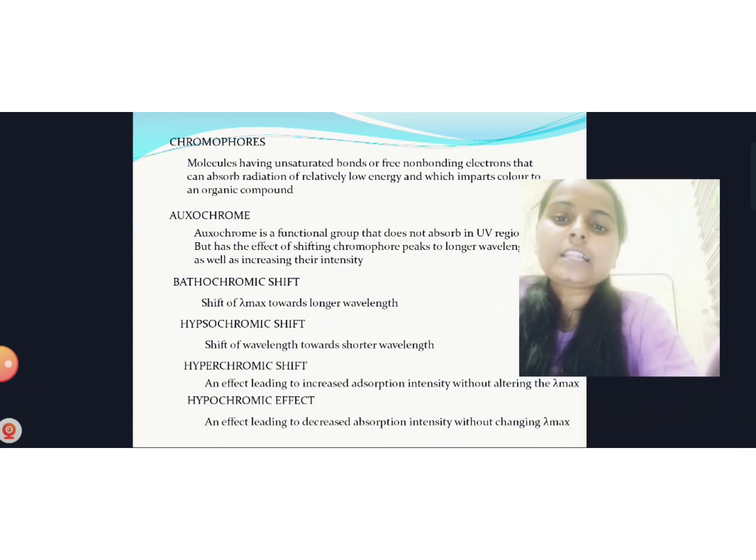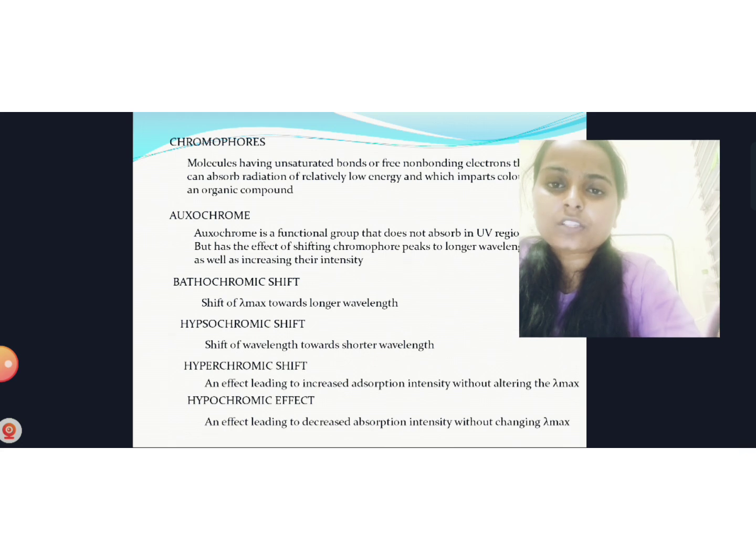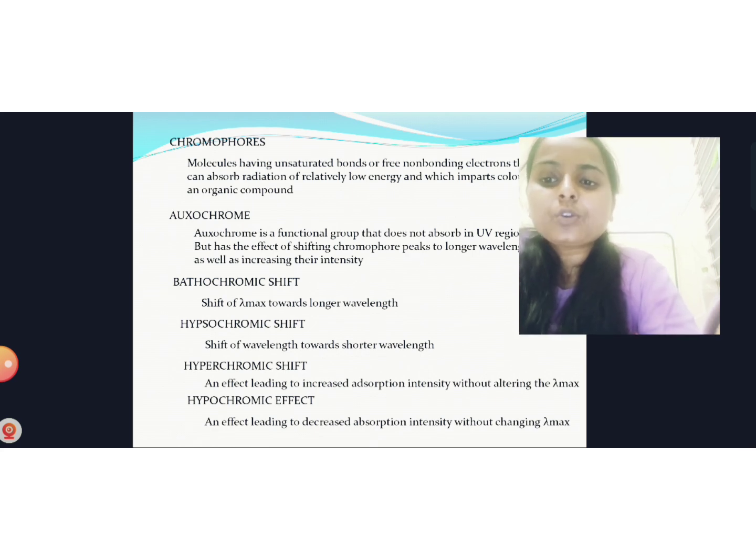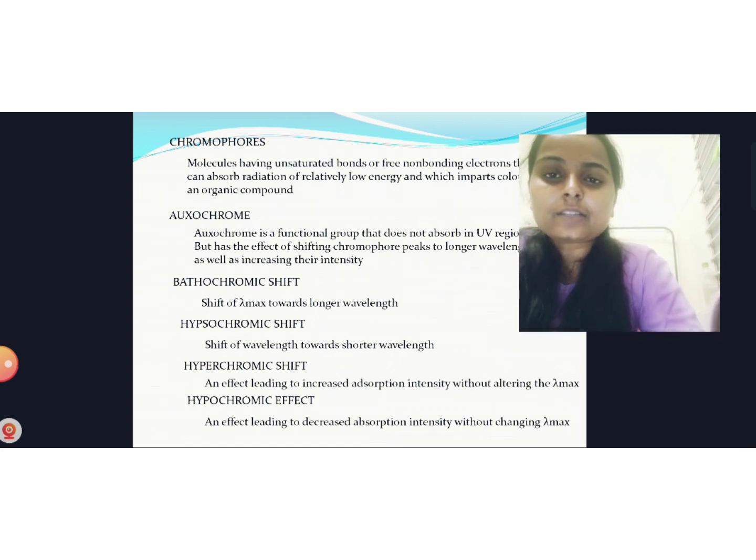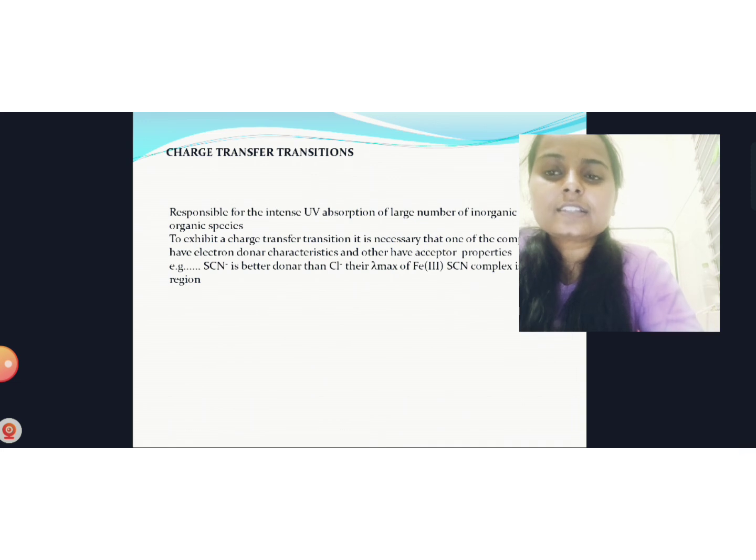Bathochromic shift: a shift of lambda maximum towards the longer wavelength is called a bathochromic shift. Hypsochromic shift means a shift of wavelength towards the shorter wavelength. Hyperchromic shift means an effect leading to increased absorption intensity without altering the lambda maximum. Hypochromic shift is an effect leading to decreased absorption intensity without changing the lambda maximum.